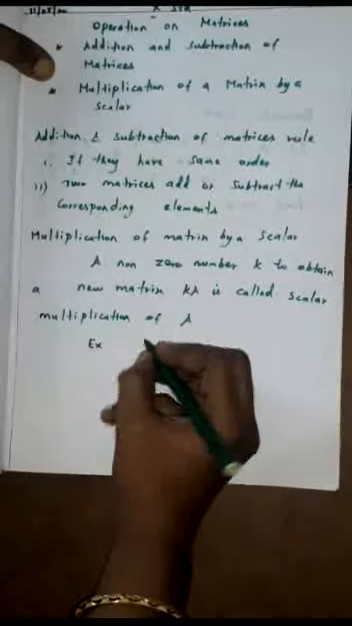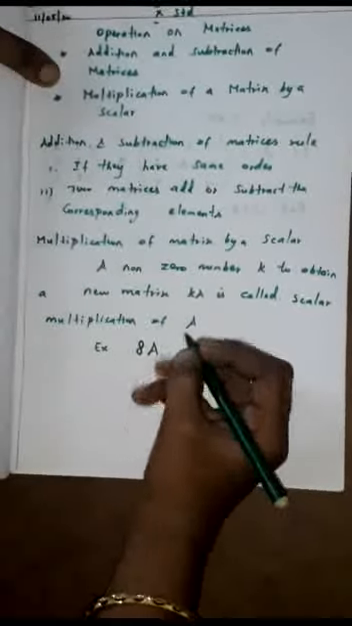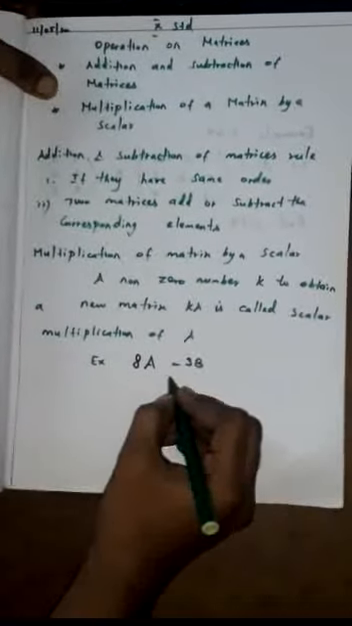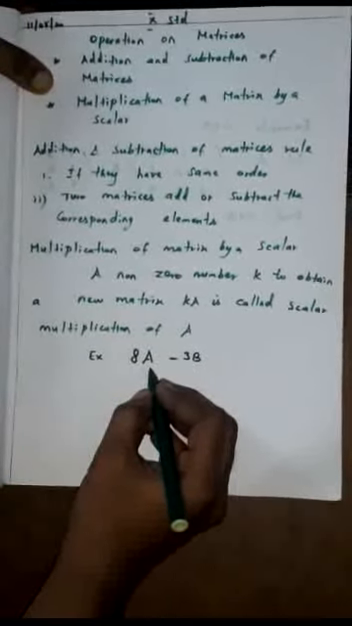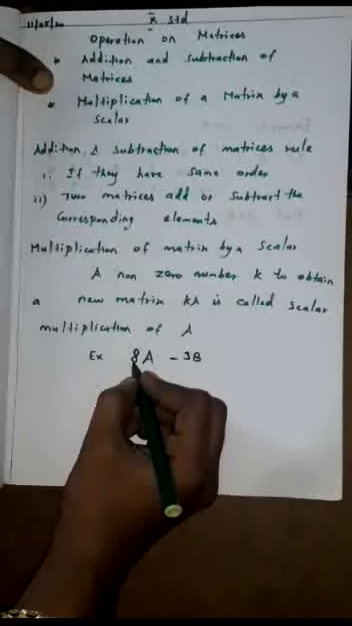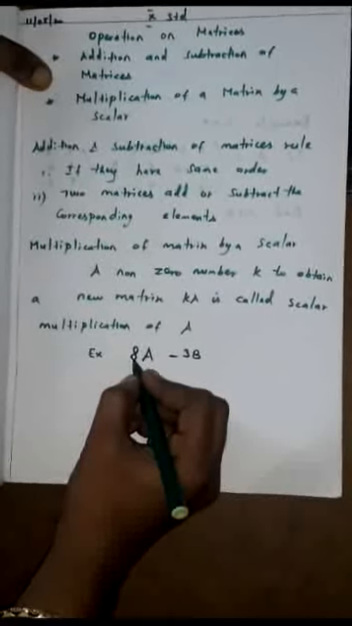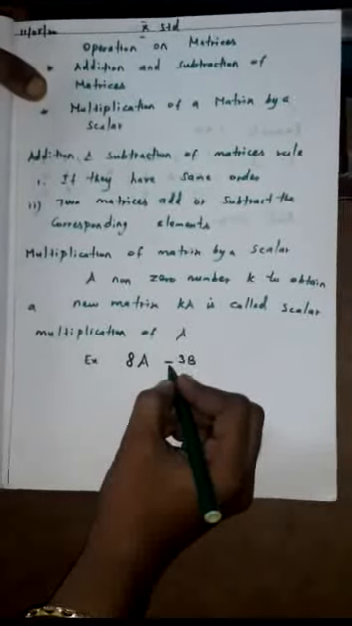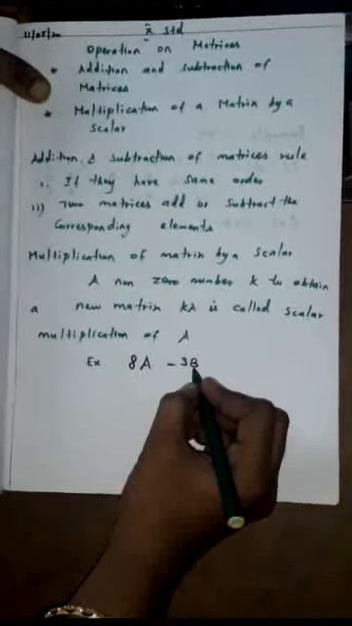For example, say 8A minus 3B. Say A and B are two matrices that are given. First check the order of the matrices, and then 8 is a non-zero scalar number. So we take 8 times the given matrix A minus 3 times the given matrix B.